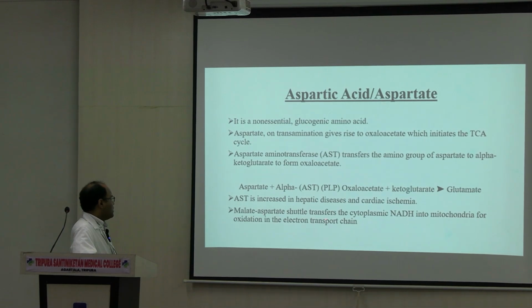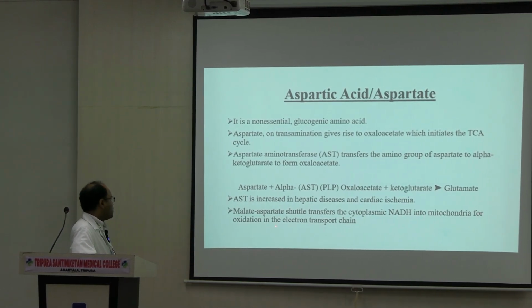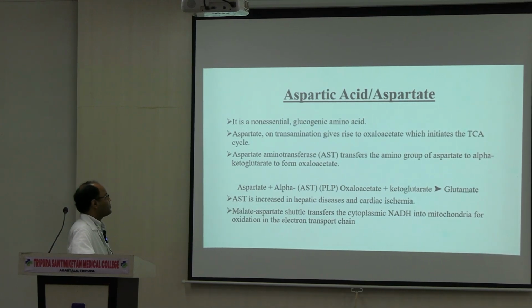The malate aspartate shuttle transfers the cytoplasmic NADH into mitochondria for oxidation in the electron transport chain.